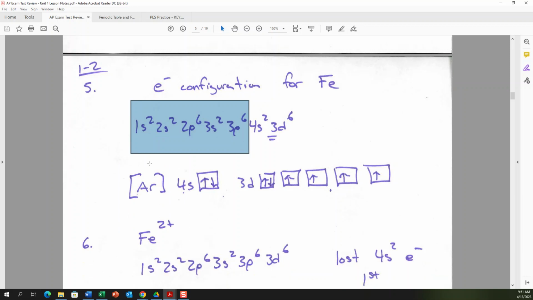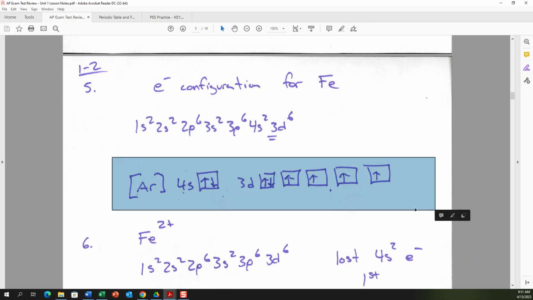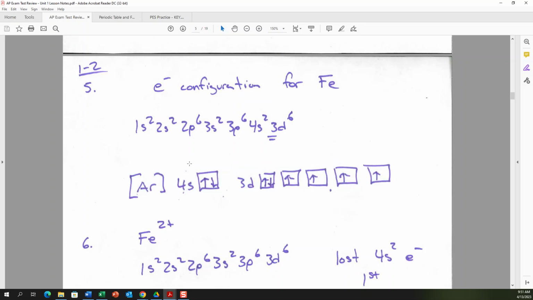So here I have the shorthand orbital diagram. Remember, in orbital diagrams, boxes are the orbitals and arrows are the electrons. All the different rules: you've got the Pauli exclusion principle. In order to be in the same orbital, electrons have to have opposite spin. And then notice we went up, up, up, up, up, down.